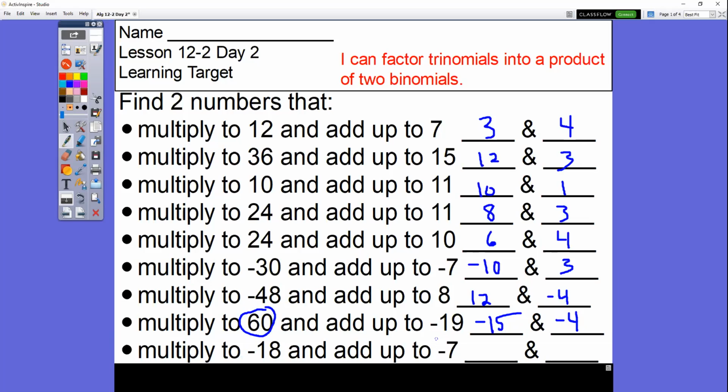Here's the next one. When multiplied together gives you negative 18, but when you add them together, they give you negative 7.